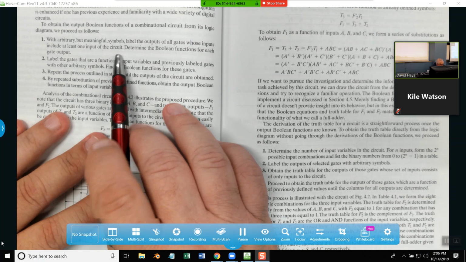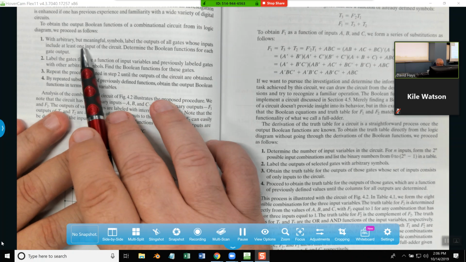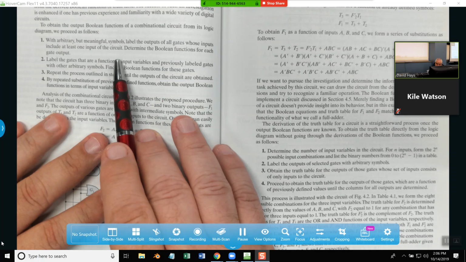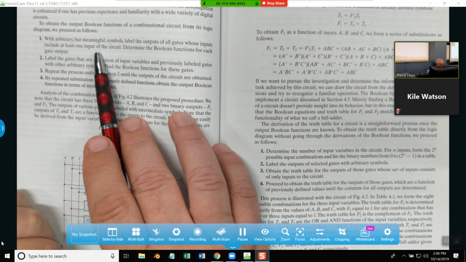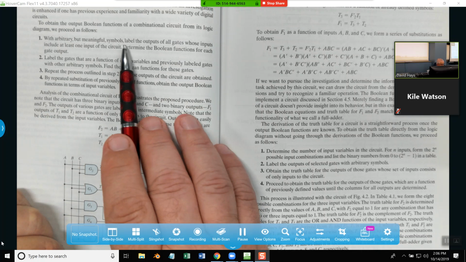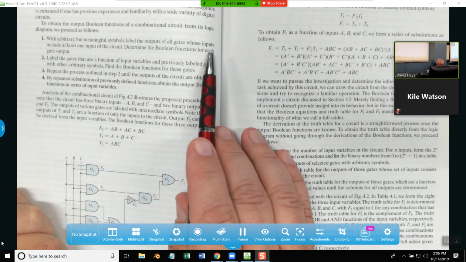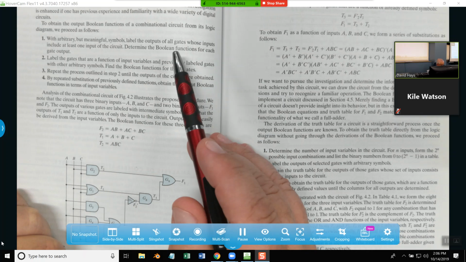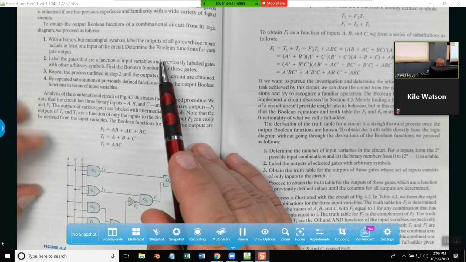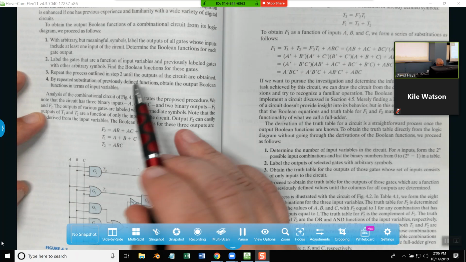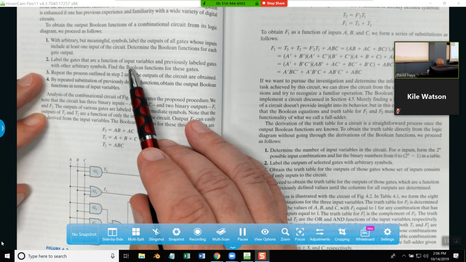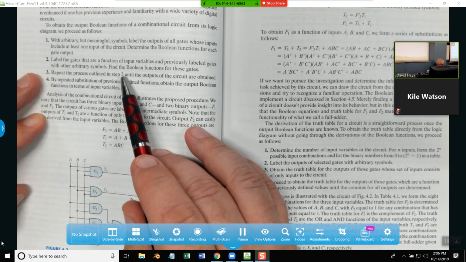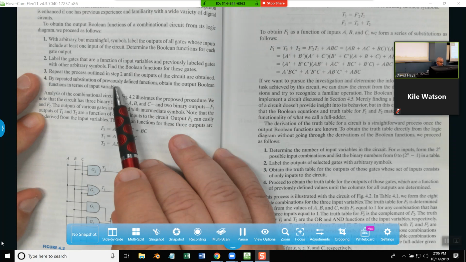With arbitrary but meaningful symbols, label the outputs of all gates whose inputs include at least one input of the circuit. Determine the Boolean functions for each gate output. Label gates that are functions of input variables and previously labeled gates with other arbitrary symbols. Find the Boolean function for these gates. Then repeat the process outlined in step 2 until the outputs of the circuit are obtained, and by repeated substitution of previously defined functions, obtain the output Boolean functions in terms of input variables.